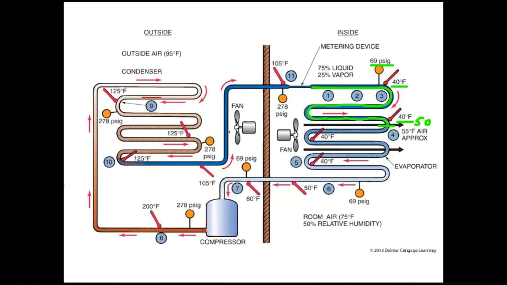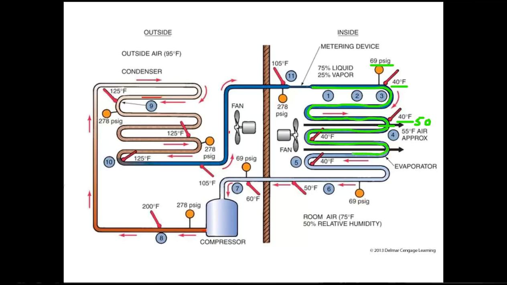50% vapor, 50% liquid, and we are still at 69 PSIG and still at 40 degrees Fahrenheit because we're still at that saturation point. Remember, any heat that's picked up is not measurable when we're at the saturation point. It changes the state of the refrigerant. So it's changing state from liquid to vapor as we move through the evaporator coil, and it's sucking the heat out of the indoor air.